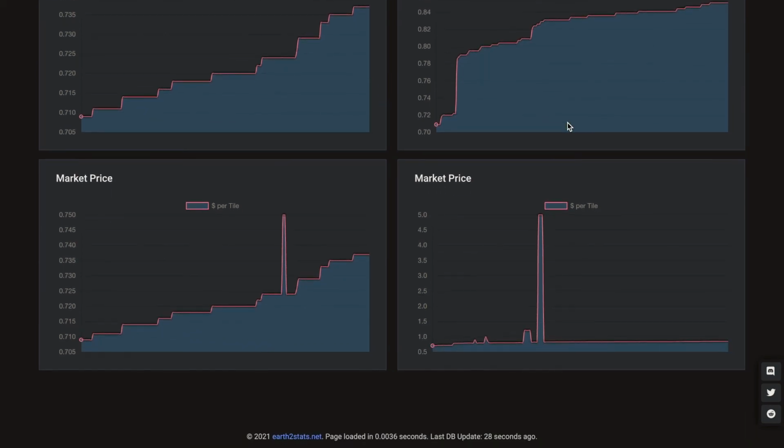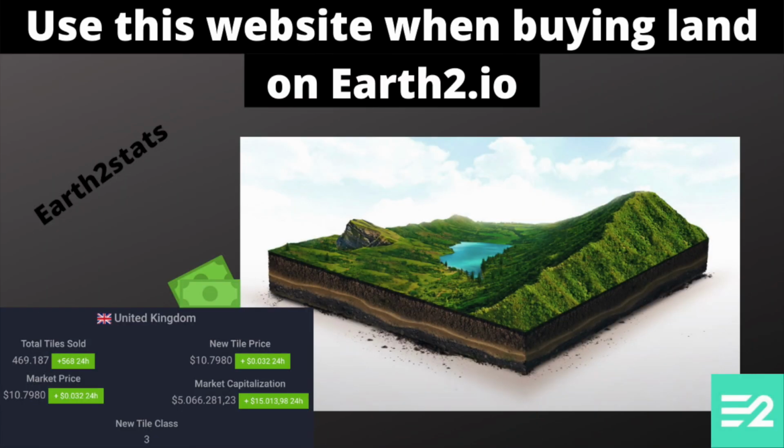We then have the market price, and as you can see here, we had a spike in it. This comes with an increase in land sales, and that does suggest to me that someone was trying to pump the price. We also had it in Malta, but it looks less significant. So I really think you should use this website when buying land on earth2.io, and I think it's extremely helpful.